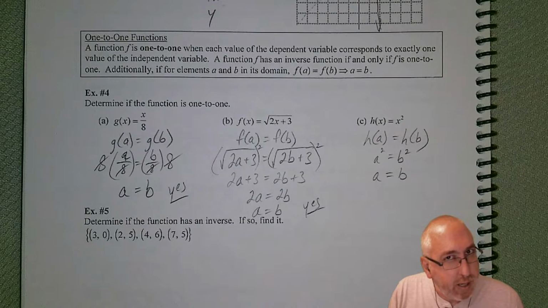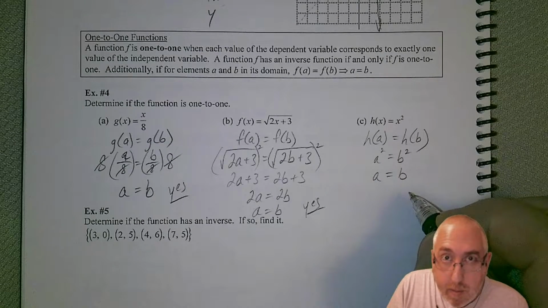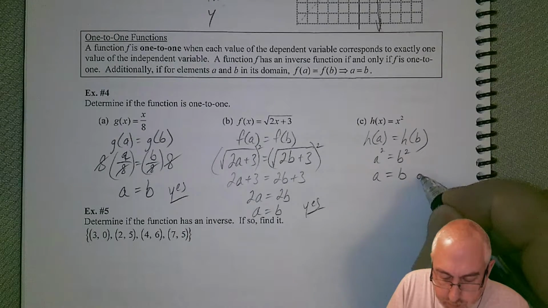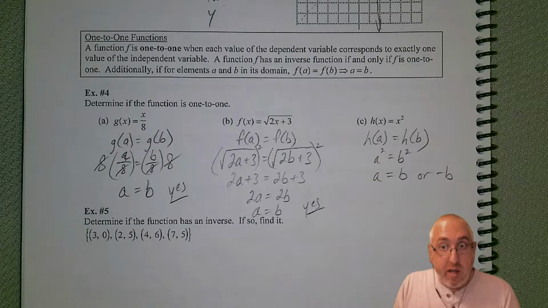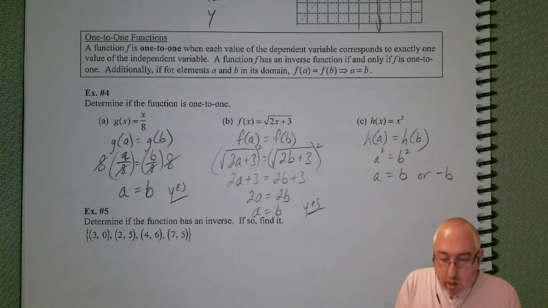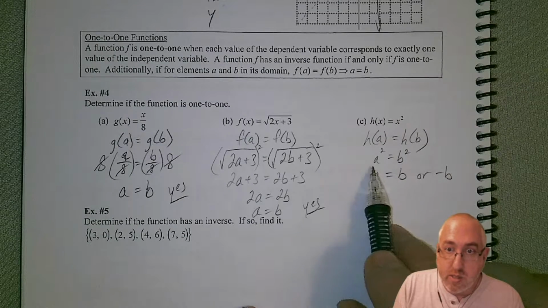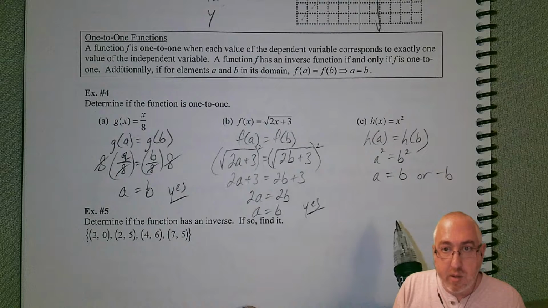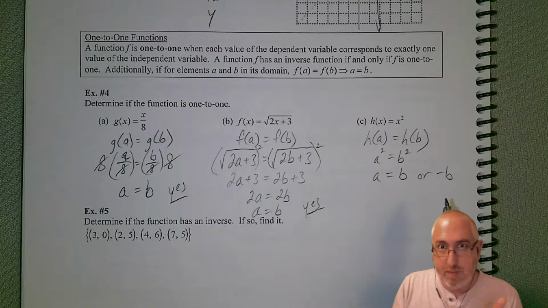But not really. a could be equal to b, but a could also be equal to negative b. It could be equal to b or negative b. If we squared each of those, we'd get back to b squared, which is the same as a squared. So either one of those would be a possibility. So a could be equal to two things, and there's the problem.